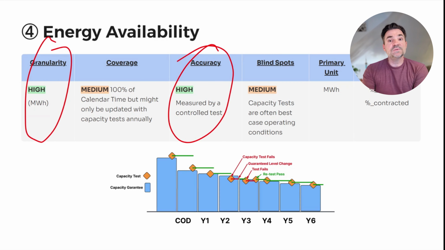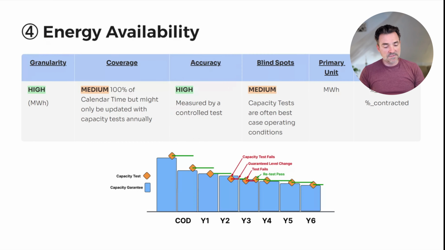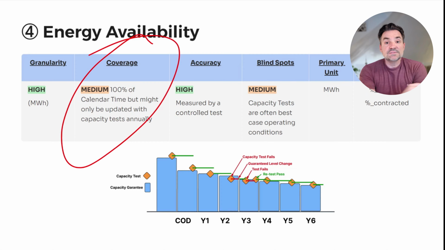We'll do a measurement of what the capacity is, and then we'll compare it to the guaranteed value. The coverage, well, this will apply to every interval, so it's pretty good coverage. The only challenge is that we can't really measure it often, so it will only be updated when we do a capacity test, and we'll discuss this. But the idea is you do a full capacity test of your site and readjust this energy availability.